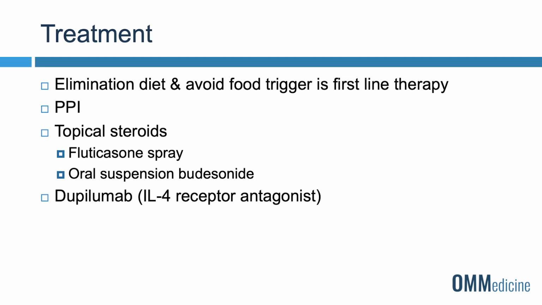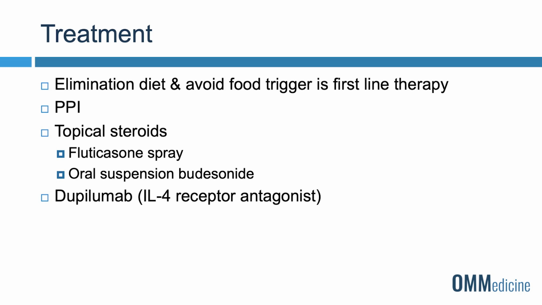And finally, let's talk about the treatment of eosinophilic esophagitis. And the first line and really the mainstay of treatment is going to be avoiding the trigger or the food that has caused this inflammatory reaction. So an elimination diet and avoidance of the trigger is going to be first line treatment.